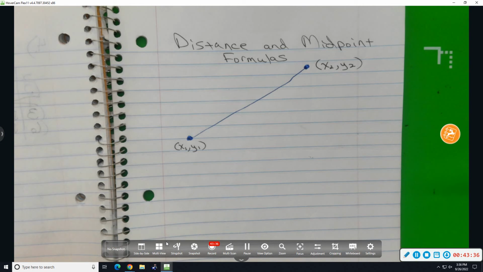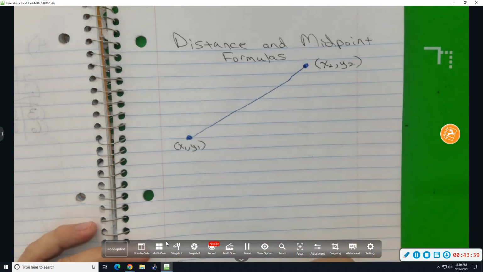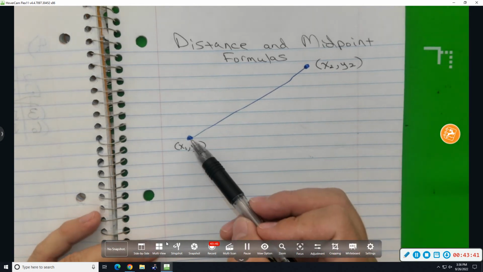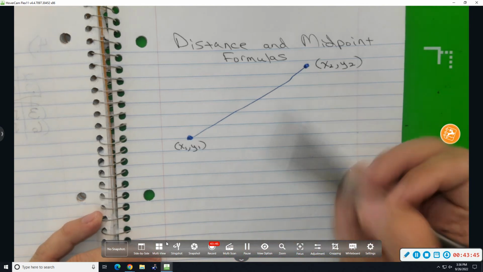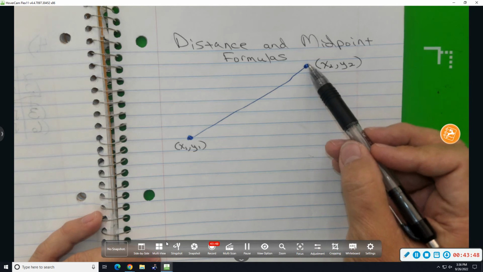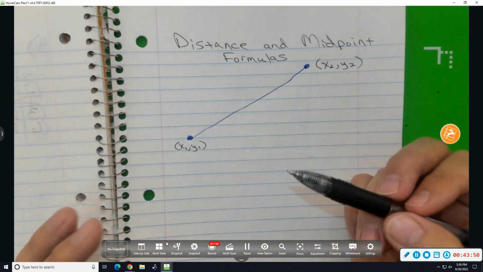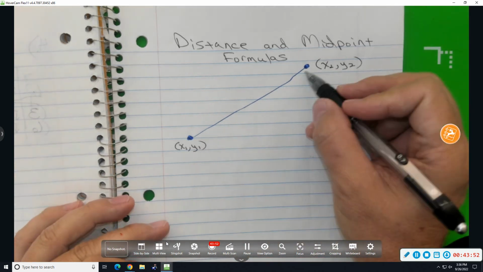The distance from one point to the next. Imagine taking a measuring tape, putting the end here and stretching it to the other end. Or you can put it here and stretch it back like that. The distance is the length of that line segment.